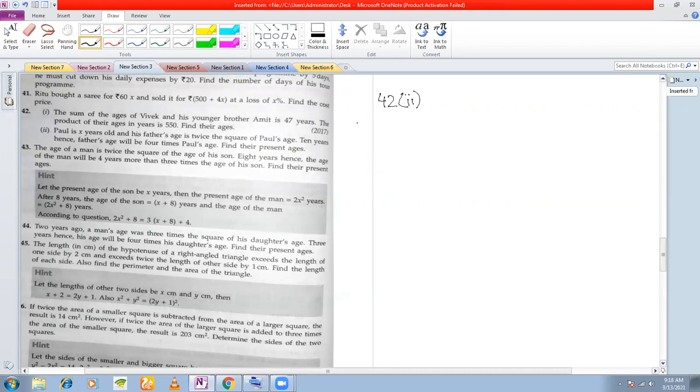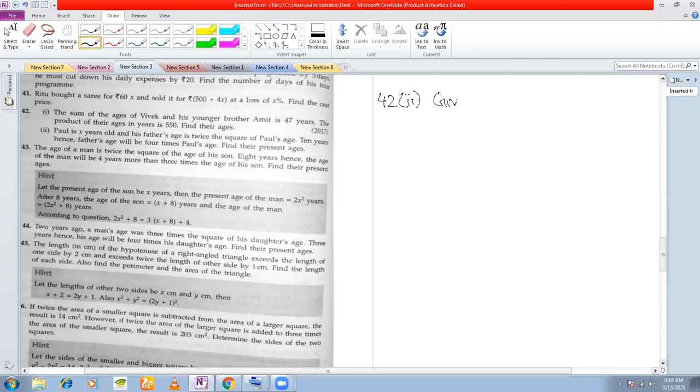Question here is, Paul is X years old. That means Paul's present age is X years. And his father's age is twice the square of Paul's age. That means if Paul's age is X years, what is his father's age? 2x square. Twice the square of Paul's age. 10 years hence means after 10 years. Father's age will be 4 times Paul's age. Find their present ages.